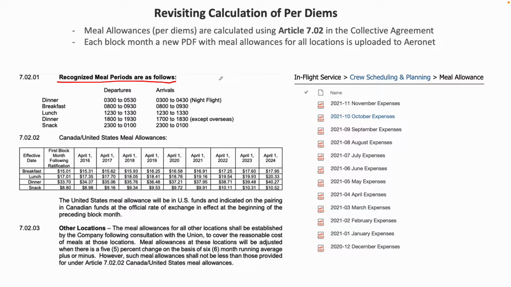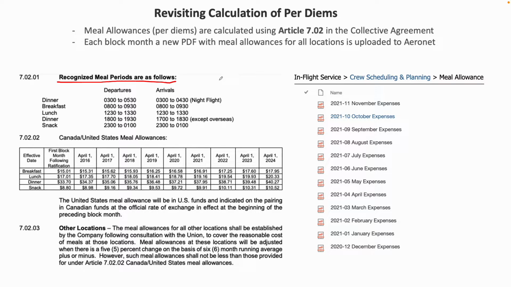In 7.02.02, we have a chart that covers the amount for meal allowances for Canada and the US. The number is the same throughout the chart. The difference is that the number is either in Canadian dollars or US dollars, depending on which meal is paid.